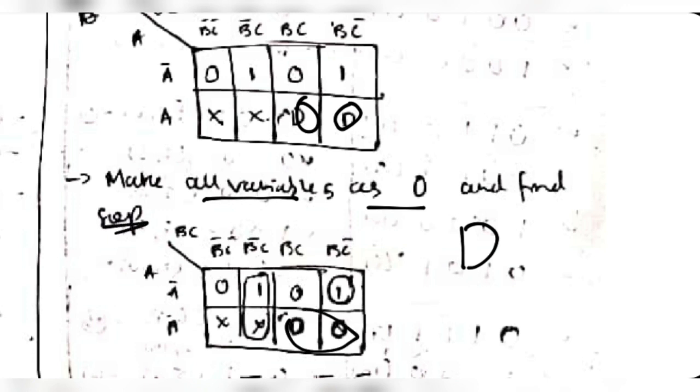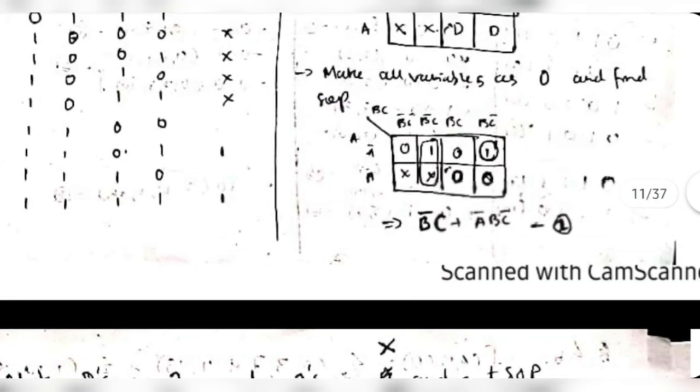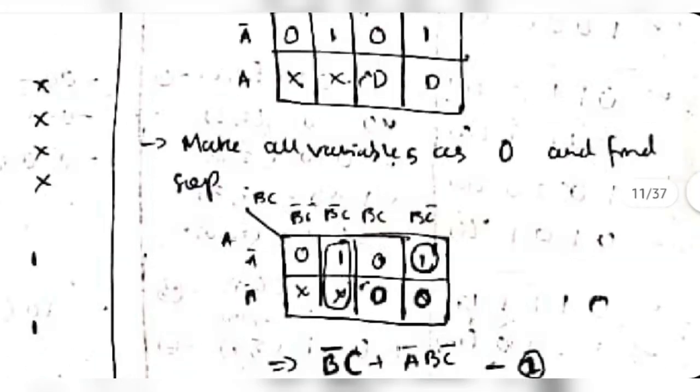I have made it 0 here, and then find the SOP. So I'll make this one pair here and this one pair here. After finding the SOP, write the equation here. That's your first step. In the second step, make the d's 1. So the d's were here, make them 1, and make the 1's x. The previous ones were here and here, so make them x, and then find the SOP expression.